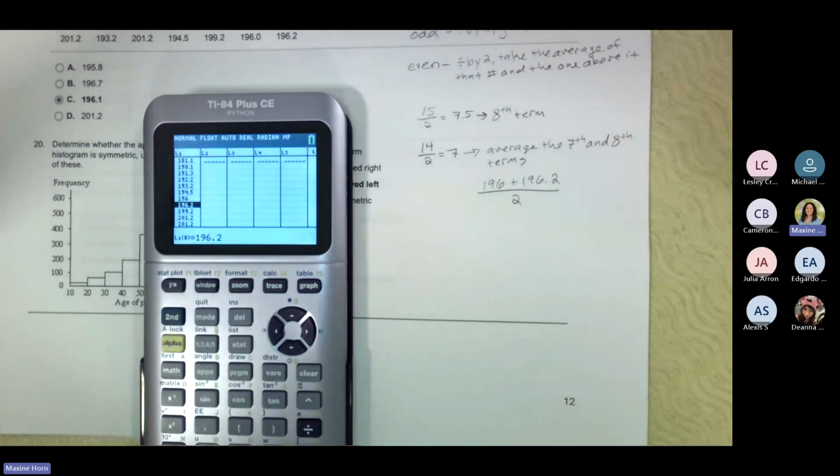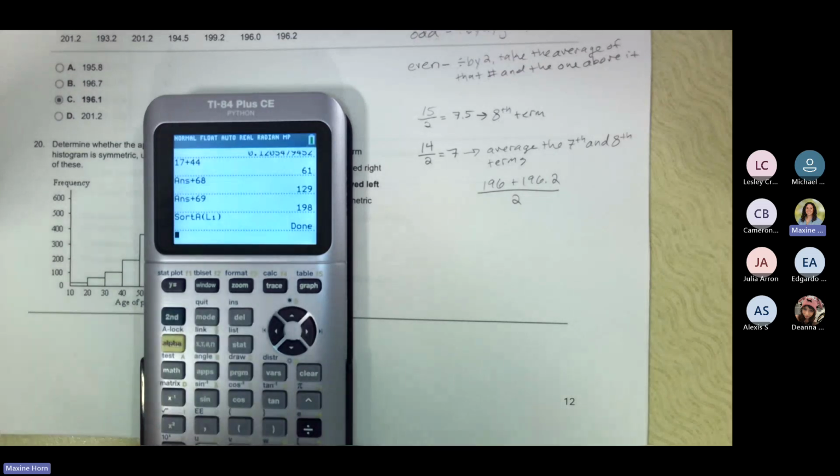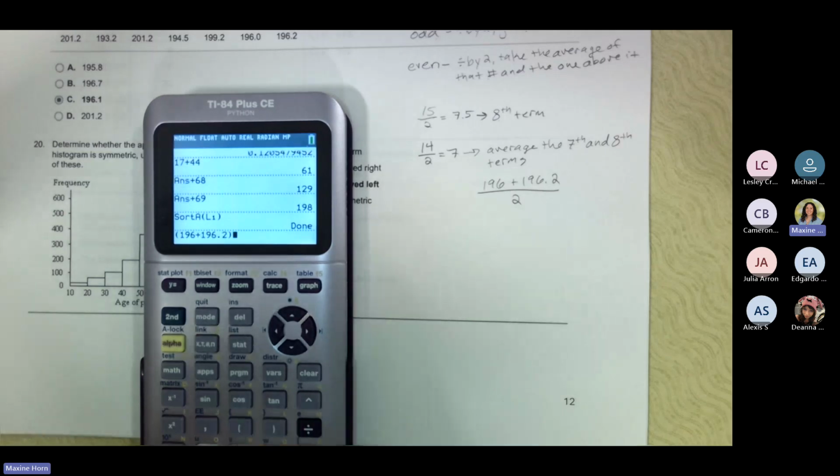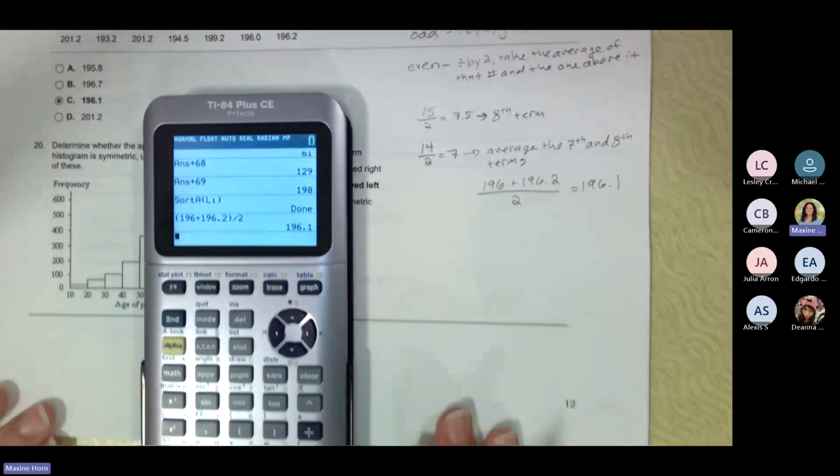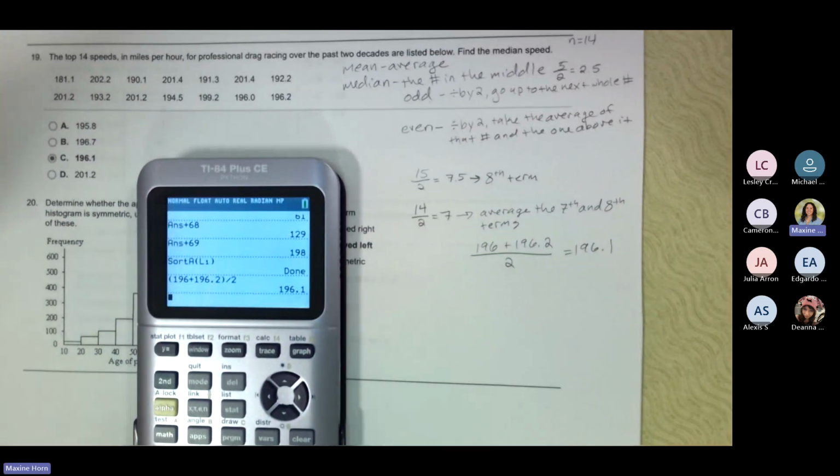To get out of here, I'm going to quit. So that's second, mode, to quit. And I'm back to the home page. You can kind of think of it like that. So I'm going to do 196 plus 196.2 divided by 2, and I get 196.1. All right, so not too bad, but that was the long way.